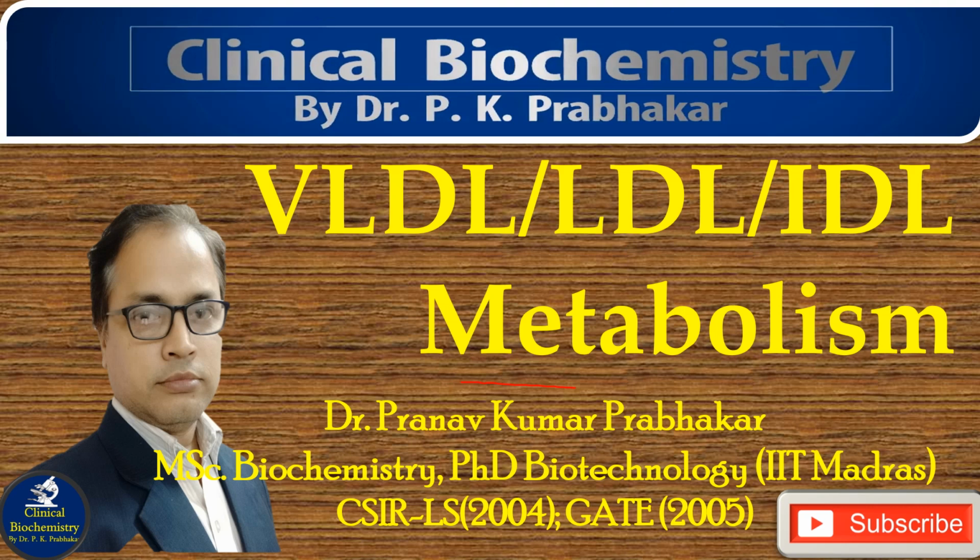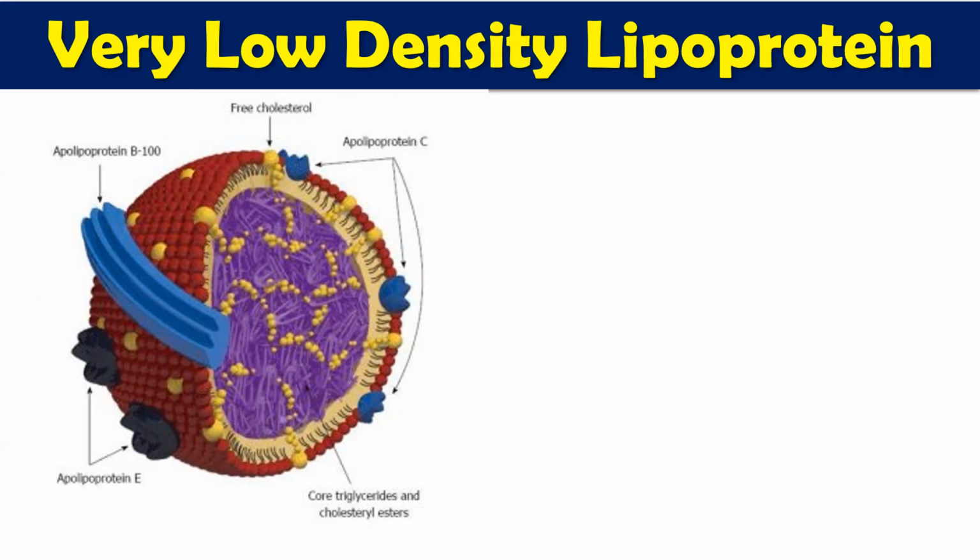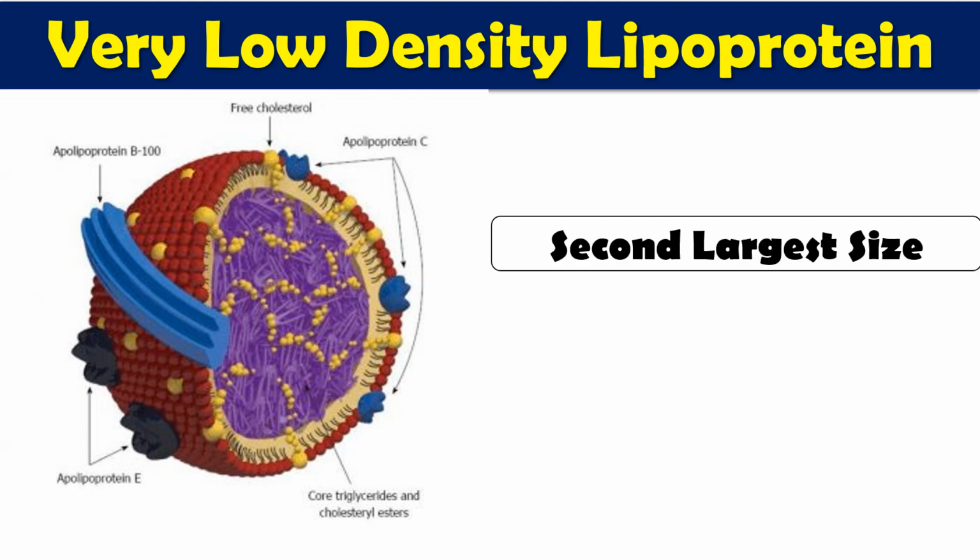Today we are going to talk about the metabolism of the remaining part of the lipoproteins. Those remaining parts are VLDL, LDL and IDL. These are abbreviated forms; otherwise we call them very low density lipoproteins, low density lipoproteins and intermediate density lipoproteins. First we should understand what VLDL is. This VLDL is a lipoprotein.